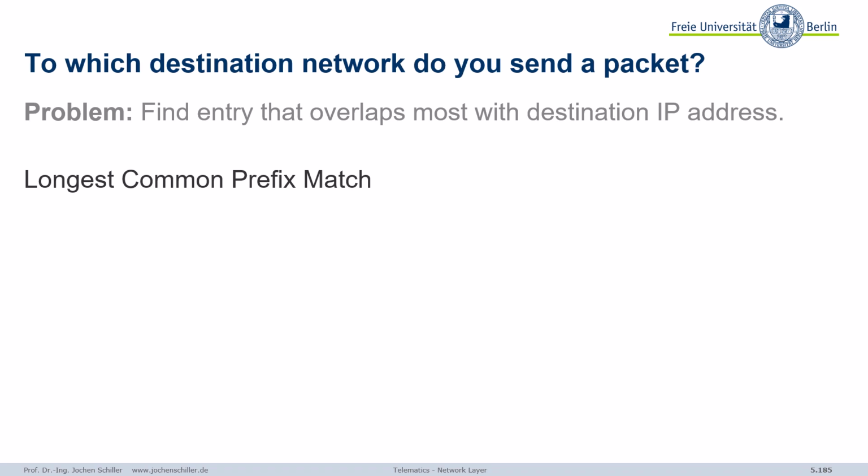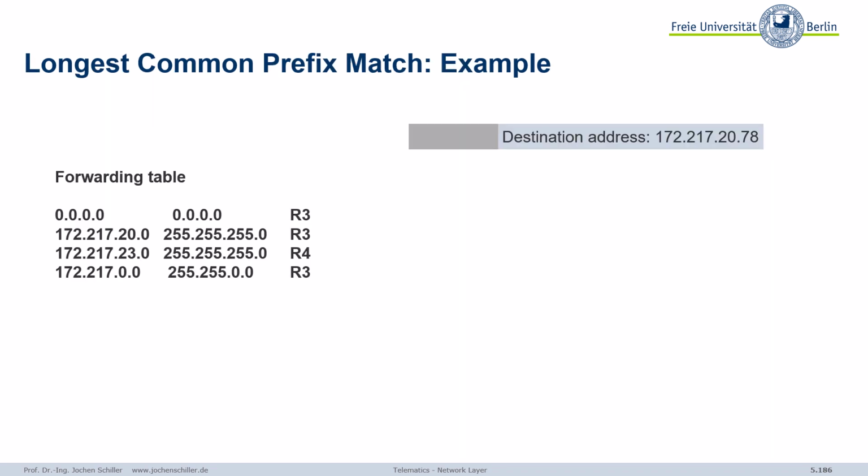So we store prefixes, and now we have to find, using the destination IP address, which is a full global unique IP address, a match with the longest common prefix. So, example, we have a certain destination address on the right-hand side, 172.217.20.78, and excuse me for still using IP version 4, although I always say please use version 6, but here it's a bit simpler to understand and simpler to write. So we have the forwarding table as shown in this example here on the left-hand side.